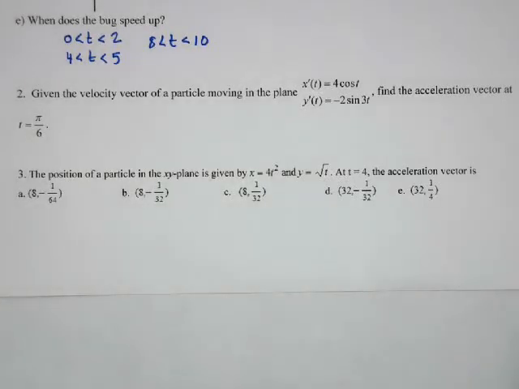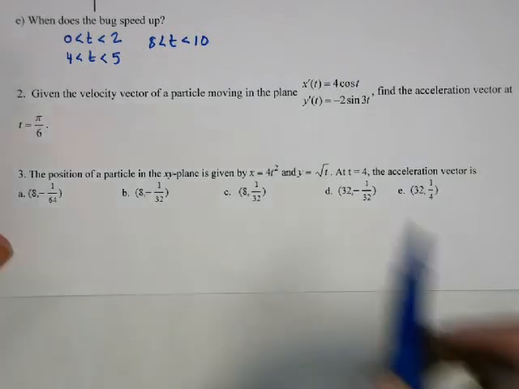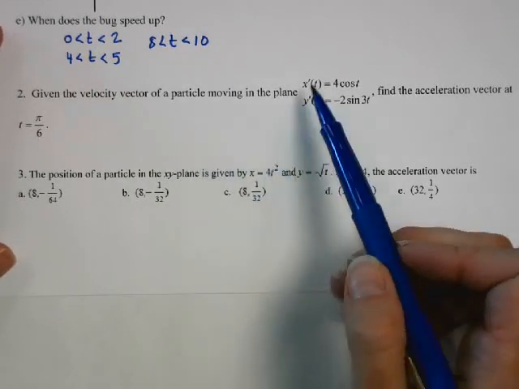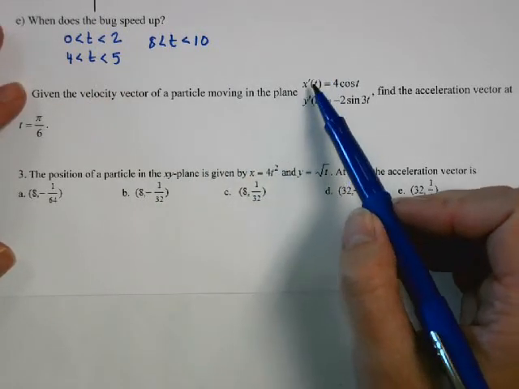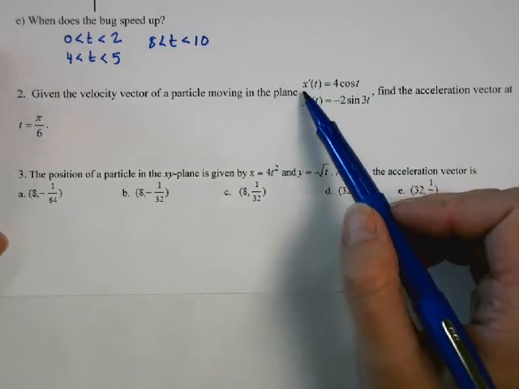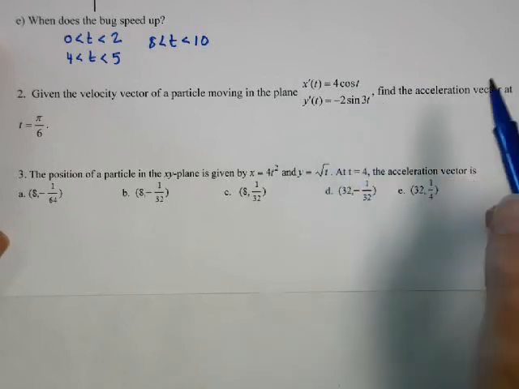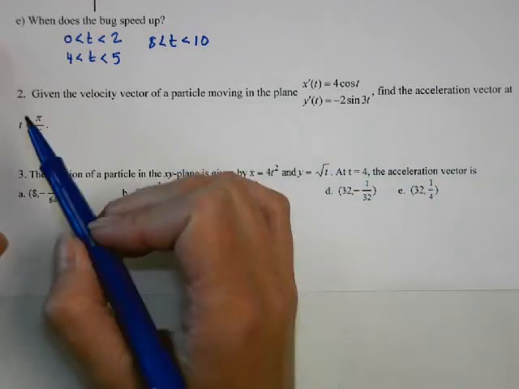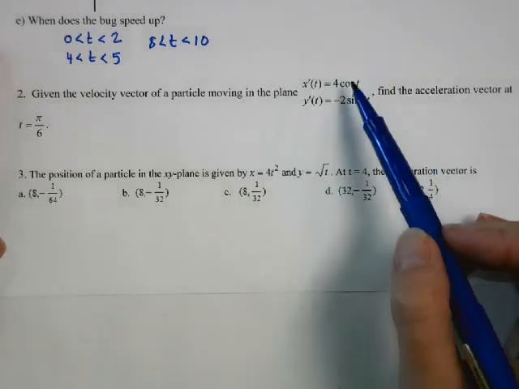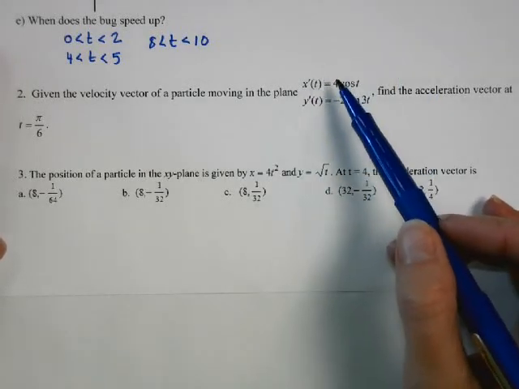These next two questions ask us for a velocity vector and a position vector. All those are just breaking down x's and y's, but the derivatives are still going to be the same. Given the velocity vector of your particle, if our velocity, which would be the derivative, is x prime equals 4 cosine t and y prime equals -2 sine 3t, find the acceleration vector at pi over 6. So we're going to take these derivatives and then evaluate them at pi over 6.